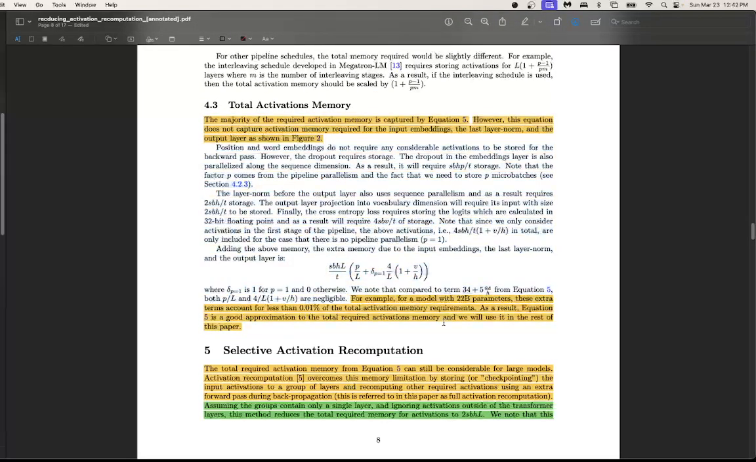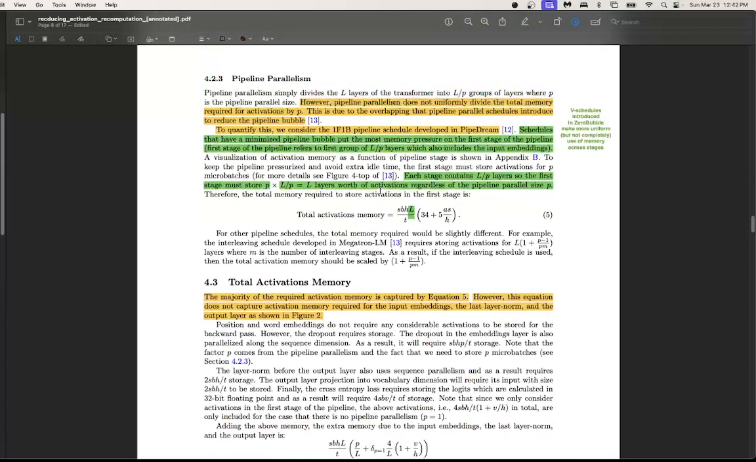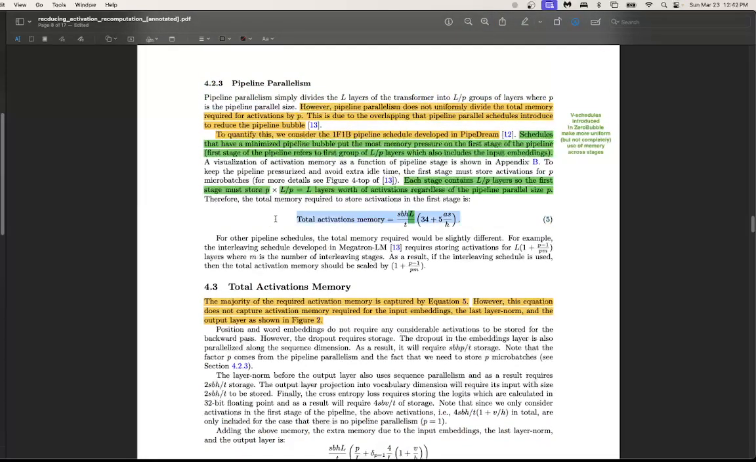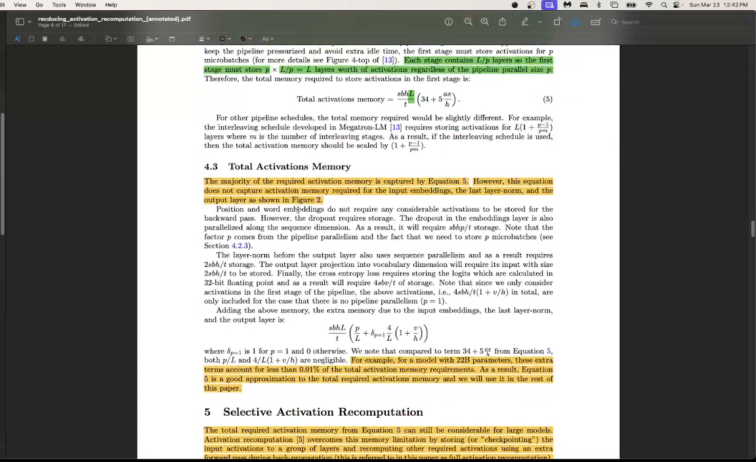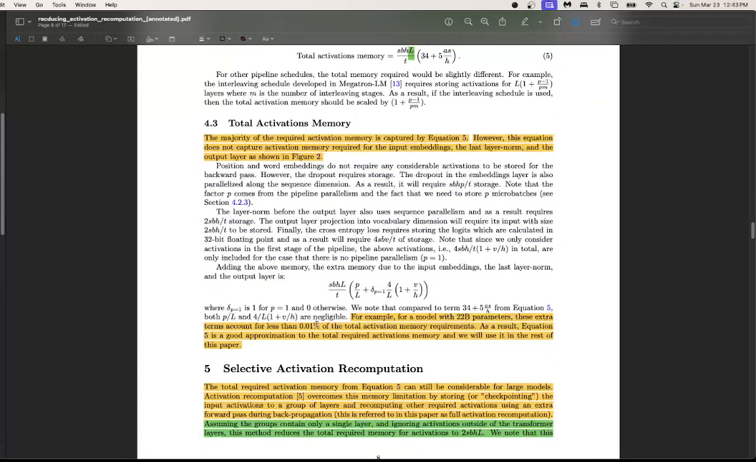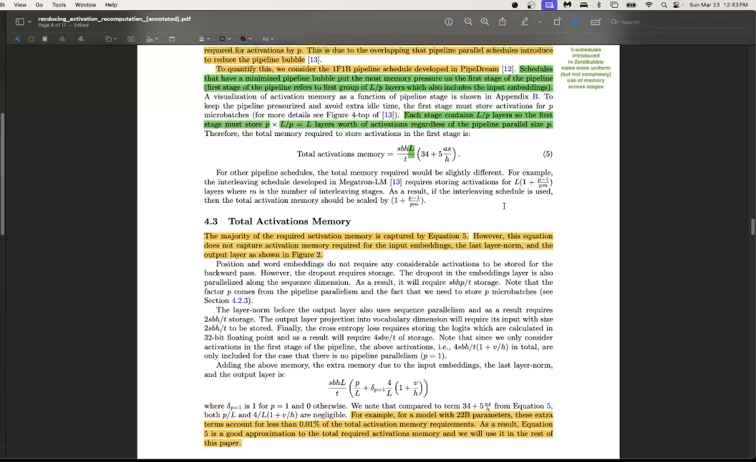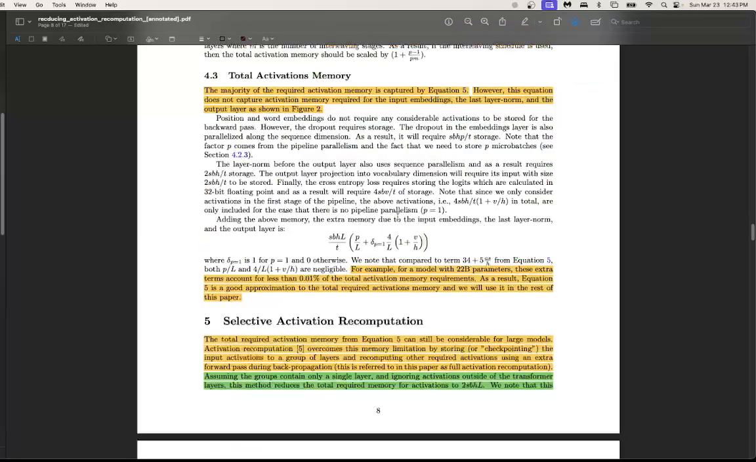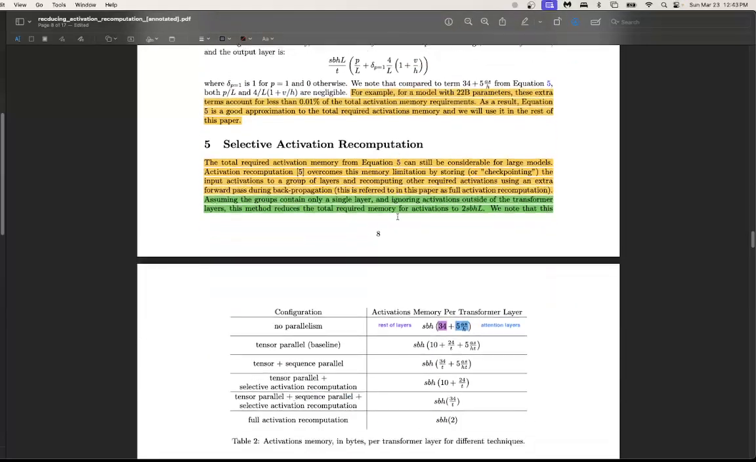And then this section, not that important. This is just their long-winded way of saying that equation 5 captures the vast majority of total activation memory required. Technically it leaves some stuff out, and if you include that other stuff, it only results in 0.01% extra total activation memory, so they keep the simplified formula here, because it's virtually identical.